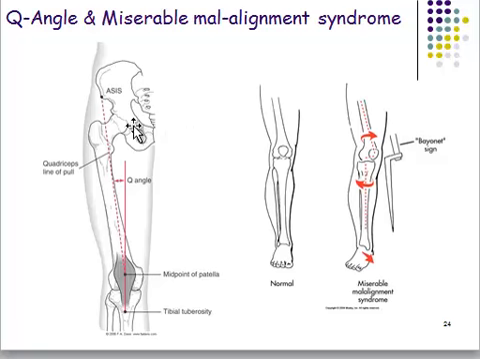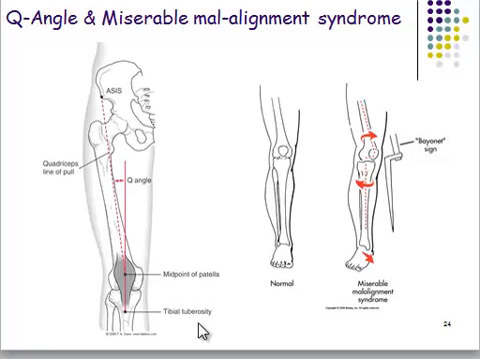Q angle, which you see on the left part of this slide, is an assessment tool that relates to tracking and the line of pull of the quads on the patella. Now, I think you may have done this in a class, but what you do is you take a line from the ASIS to the mid-patella, and then you take a line from the tibial tubercle to the mid-patella, or tibial tuberosity, and you create an angle here, and you can see this on your slide. You measure that angle.